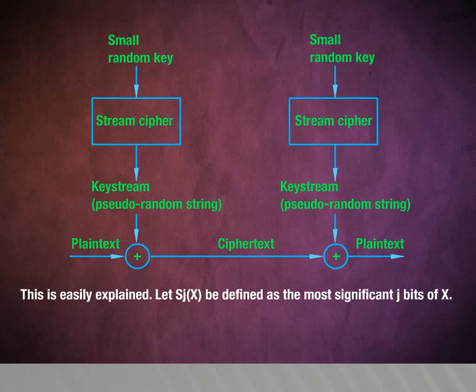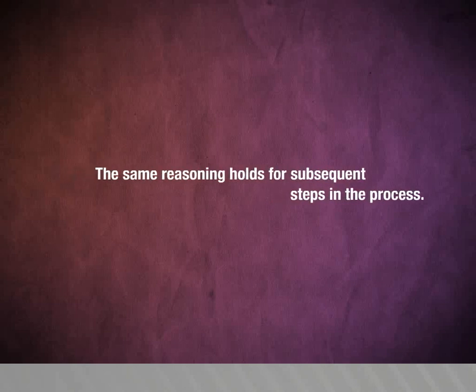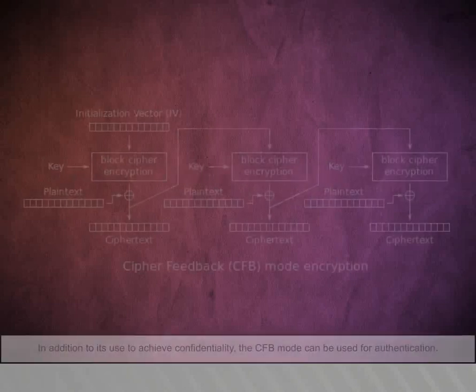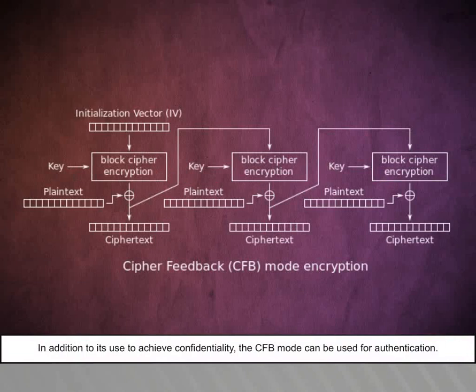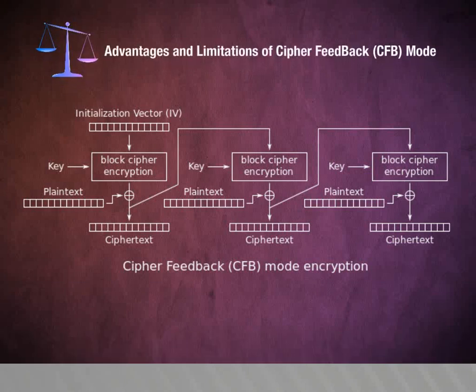This is easily explained. Let Sj(x) be defined as the most significant j bits of x. Then C1 is equal to P1 XOR Sj(E(IV)). Therefore, P1 is equal to C1 XOR Sj(E(IV)). The same reasoning holds for subsequent steps in the process. In addition to its use to achieve confidentiality, the CFB mode can be used for authentication. Advantages and limitations of cipher feedback mode, CFB mode.